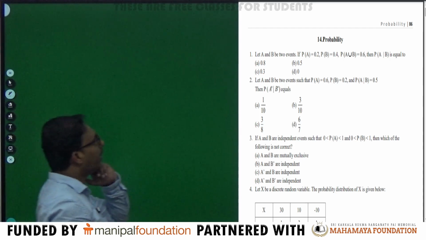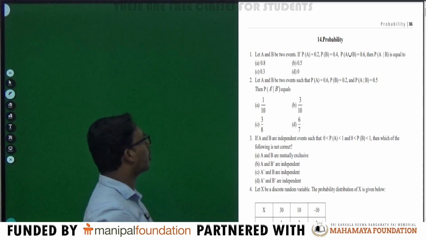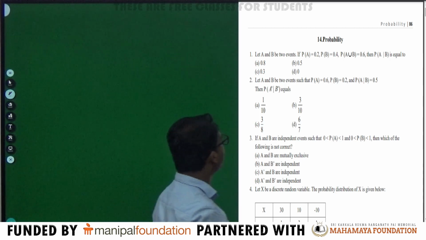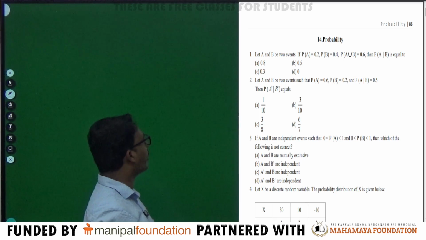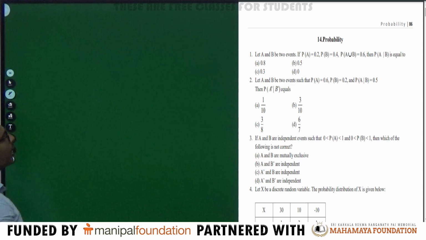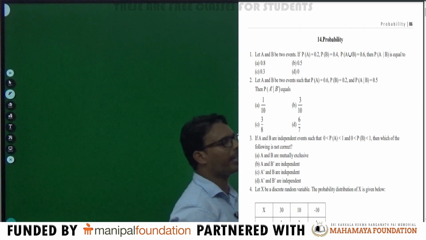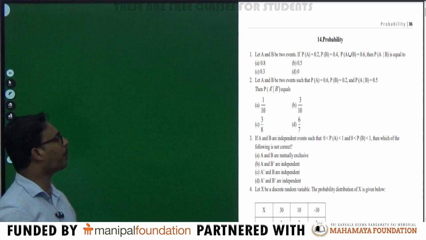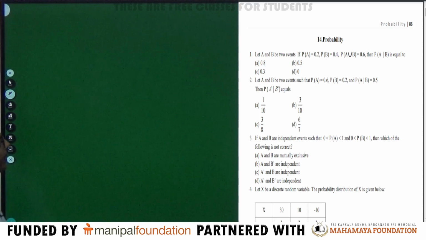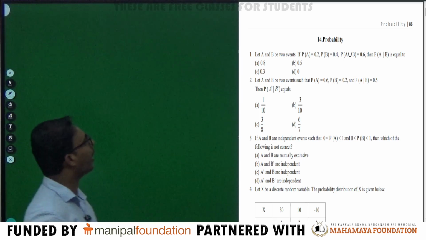Second problem, let A and B be two events such that probability of A is equal to 0.6, probability of B is equal to 0.2 and probability of A bar B is 0.5. Then probability of A dash bar B dash is equal to. So we know the formula to find the probability of A dash bar B dash is 1 minus probability of A union B upon 1 minus probability of B. Therefore, first we need to find the value of probability of A union B and also probability of B value.